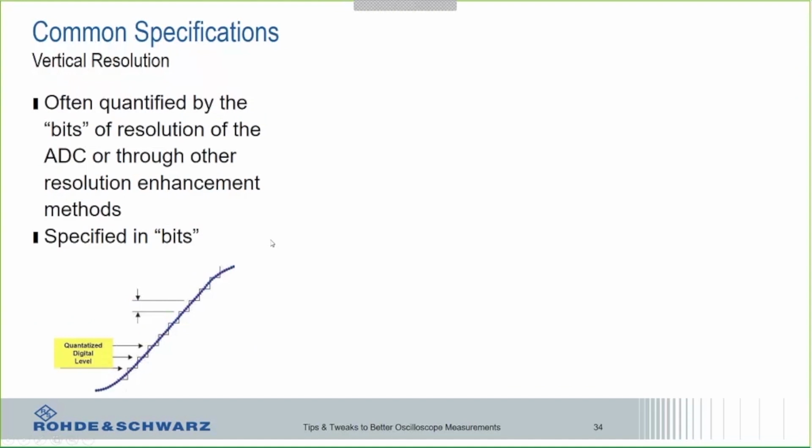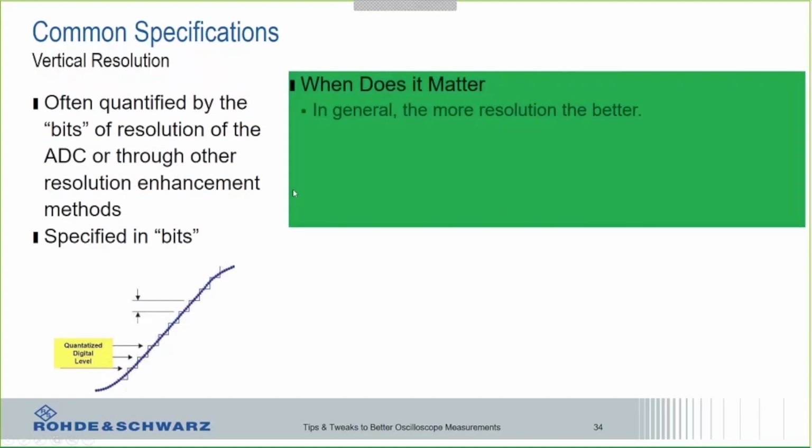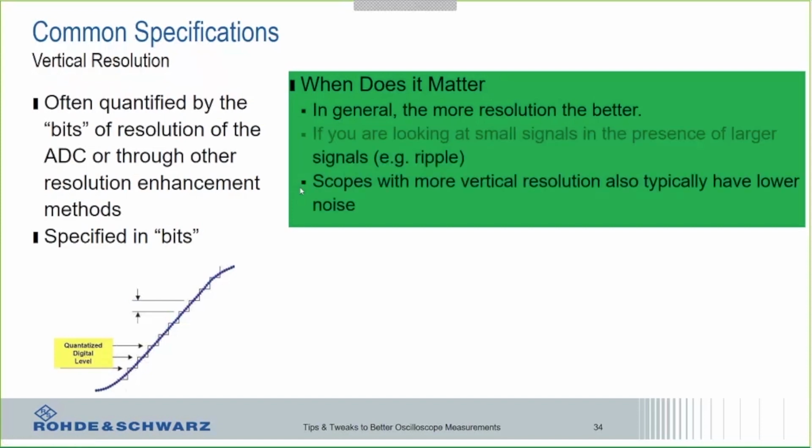Vertical resolution, again, is often quantified by bits, as you'll hear people talk about. Most scopes, again, are 8 bits, and there are ways to get them higher. Some have 10-bit ADCs, etc. When does it matter? Again, in general, the more resolution, the better.